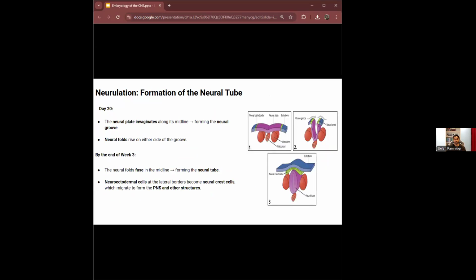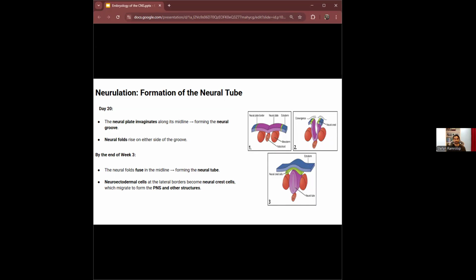So continuing on neurulation, once the neural plate has formed, the next step is folding. Around day 20, the neural plate is going to begin to invaginate along the midline, and that's going to create a central neural groove. And then on either side of the groove, raised edges called neural folds begin to rise and curve towards each other. As this continues, the folds are going to gradually move closer together, and eventually they will fuse in the midline, converting the open plate into a closed neural tube, typically by the end of week 3.